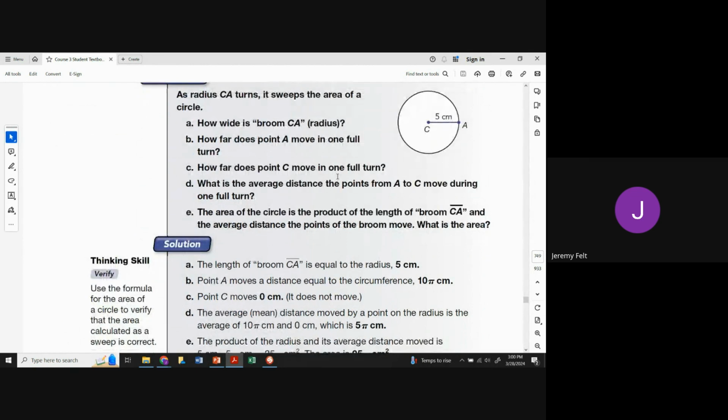How far does point C move in one turn? Well, that is our pivot point, essentially. That's kind of the stake in the ground. A is moving, but C, that center, is going to remain there. So C actually does not move at all. And then D, what is the average distance the point from A to C moves during one full turn? To find the average of those, we would add those together.